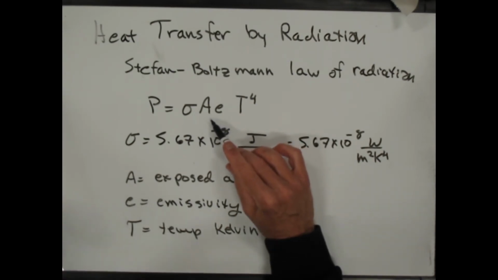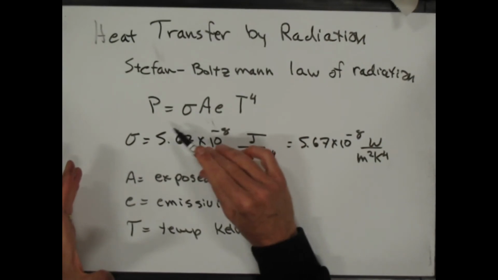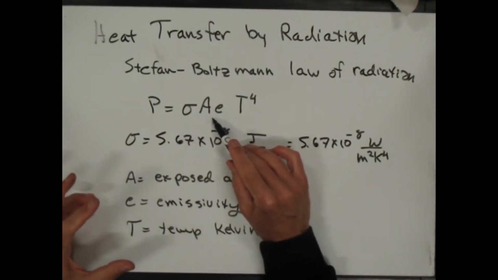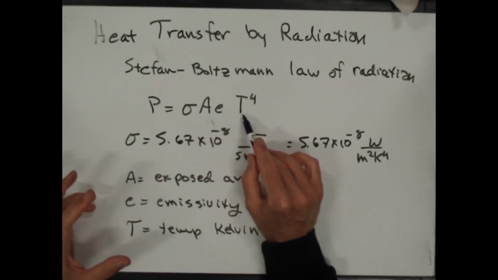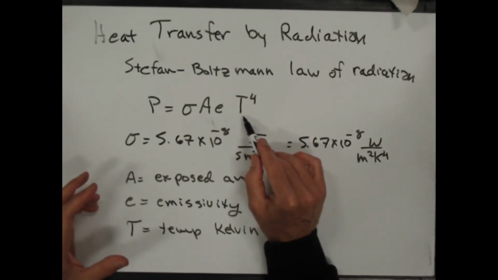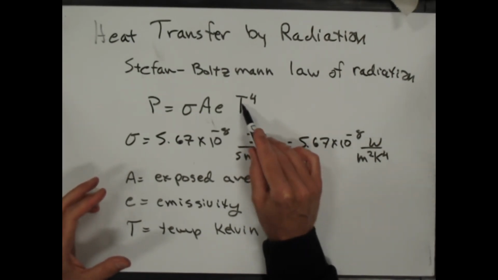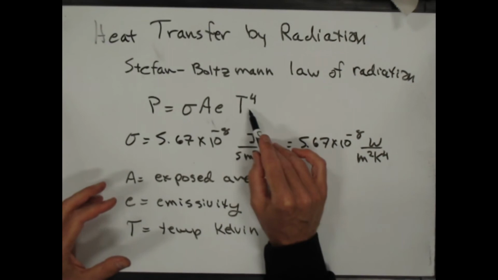It shouldn't surprise you that the exposed area determines how much radiated power there is. If you have a whole bunch of logs on a fire, it's going to radiate more power than if you just got one log burning on a fire, even though they're all at the same temperature. Right? Logs roughly burn at the same temperature. What's surprising here is that the radiated power goes as the fourth power of the temperature.